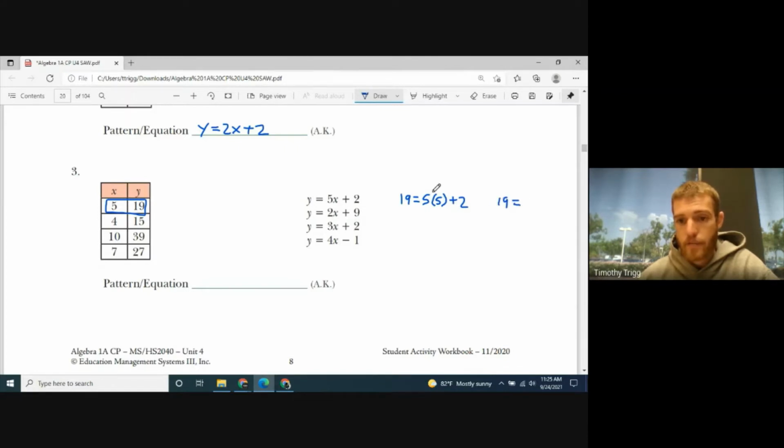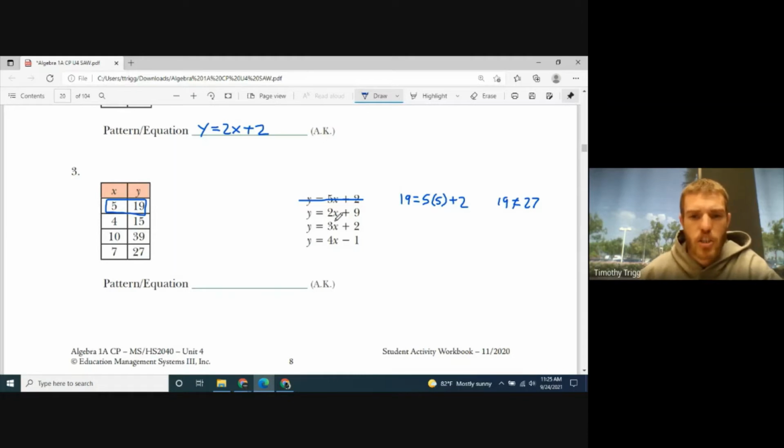Okay, so that'll be 19 equals, and 5 times 5 is 25. 25 plus 2 is 27. So is this accurate? No, these are not equal. So that means this first equation is not correct. Okay, I want you to go through and figure out which of these equations is the correct one. Now again, remember, don't just check one coordinate point. You have to check multiple.